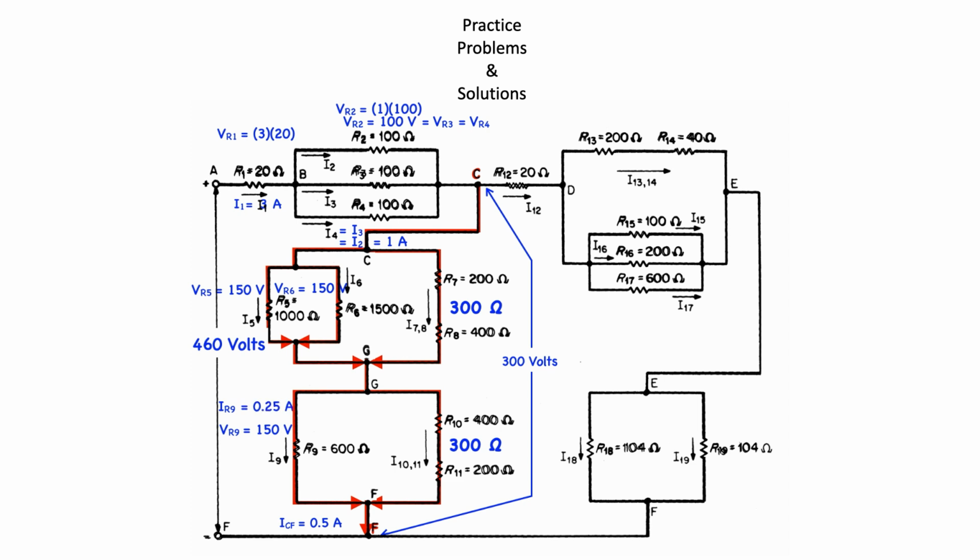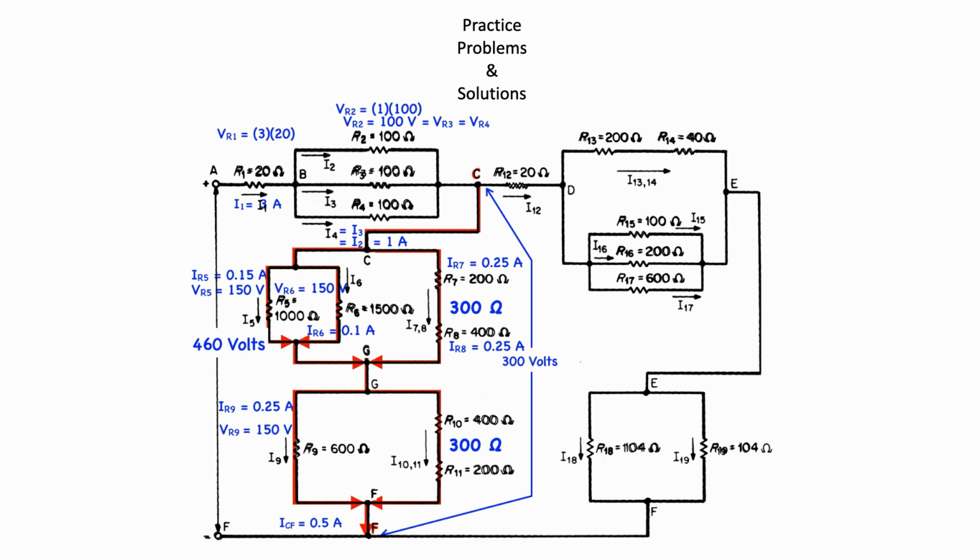IR9 is equal to 150 divided by 600, or 0.25 amps. IR5 is equal to 150 divided by 1000, or 0.15 amps. And IR6 is equal to 150 divided by 1500, or 0.1 amp. The total of IR5 and IR6 currents is 0.25 amps, which means the current through R7 and R8 is equal to 0.5 minus 0.25, or 0.25 amps.